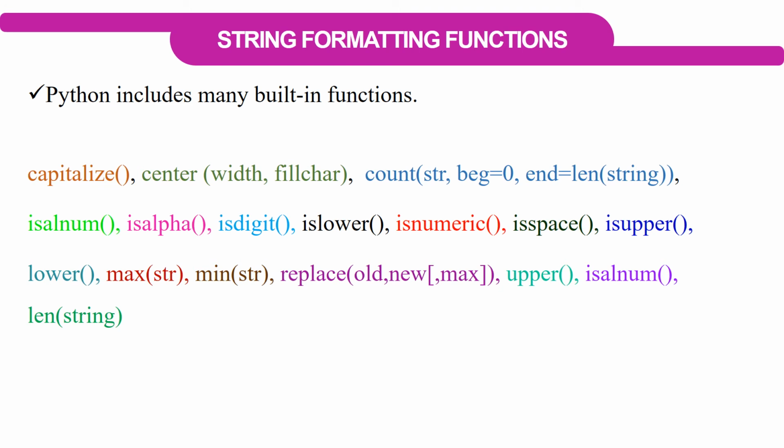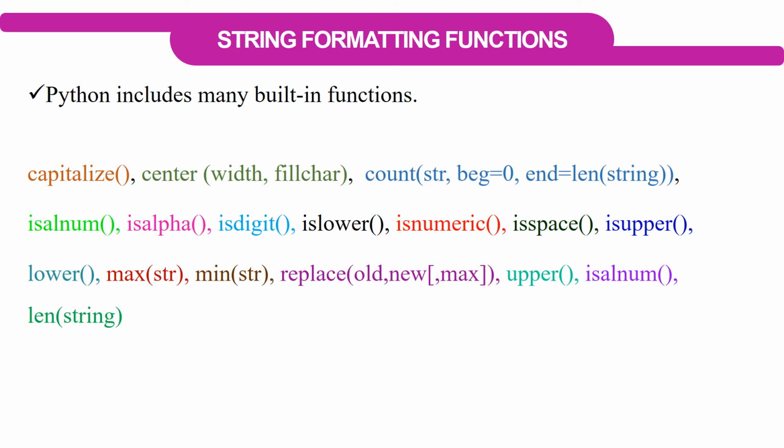The next one is isalnum, which means all the characters ought to be alphanumeric. Then len(string) is used to return the length of the string. And we also have swapcase, which inverts the case of all characters in the string. Then upper converts all lowercase characters into uppercase characters. isdecimal returns true if it contains only decimal characters.